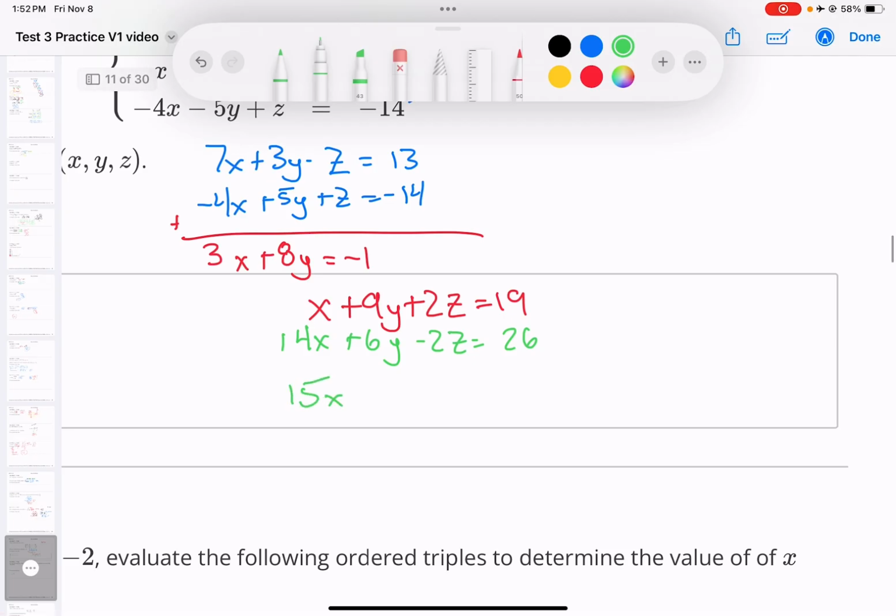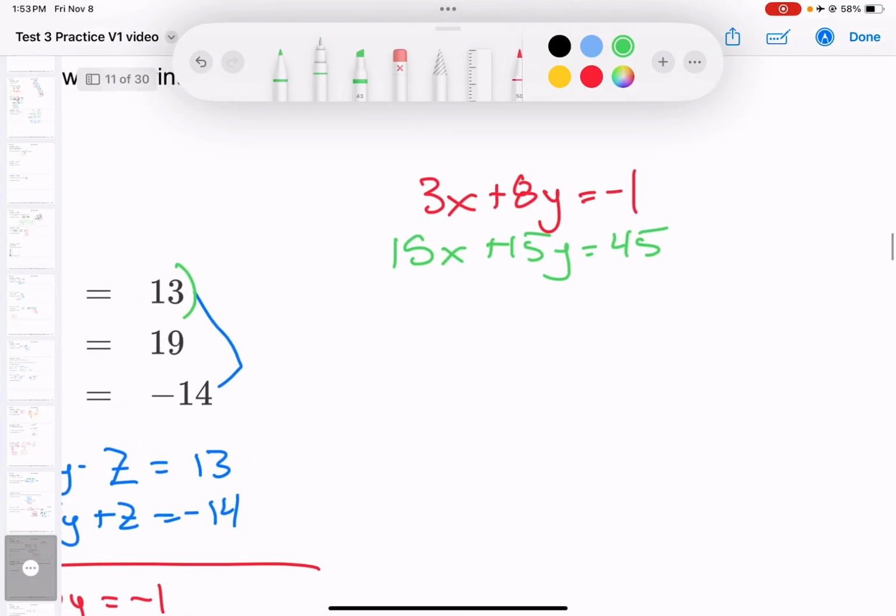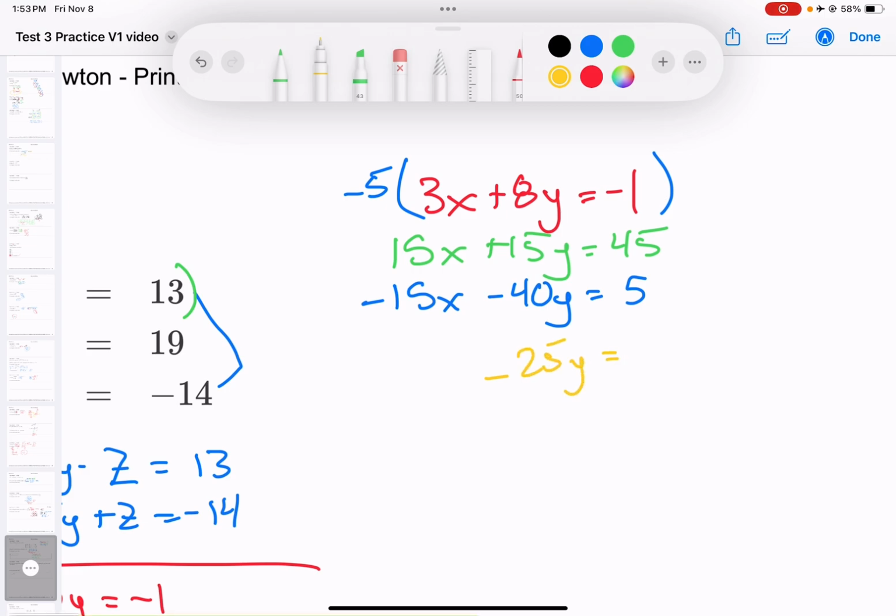Give me 15x plus 15y equals 45. So write it up here. 15x plus 15y equals 45. Now I need to get another variable by itself. So I'm actually going to take this one and times it by negative 5. The reason why I do that is it's going to give me negative 15x minus 40y equals 5. And then I got negative 25y equals 50. Divide by negative 25, divide by negative 25.